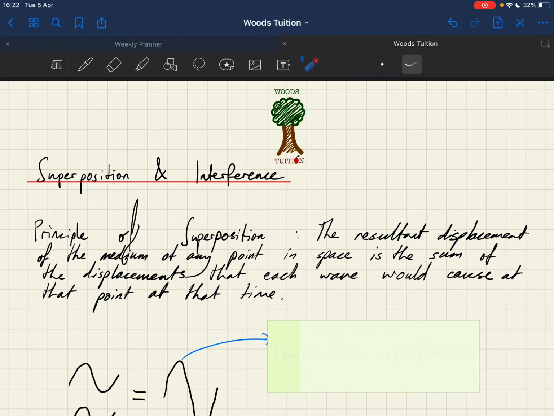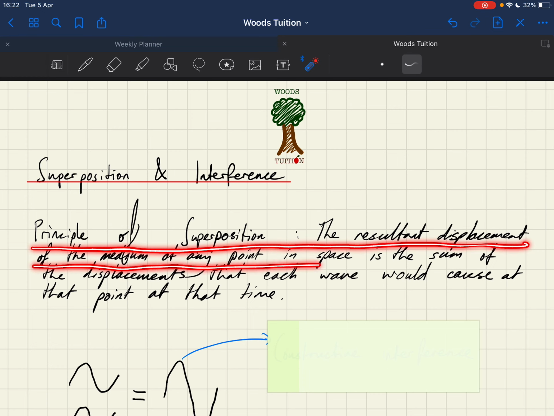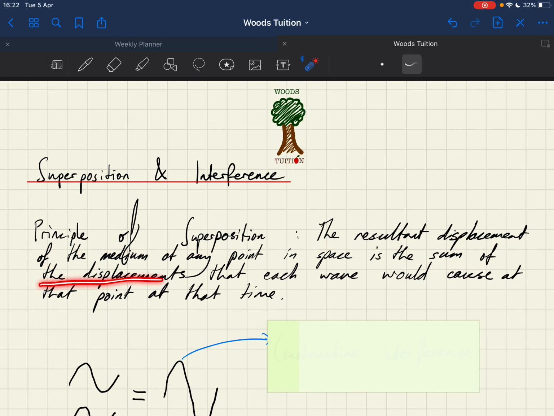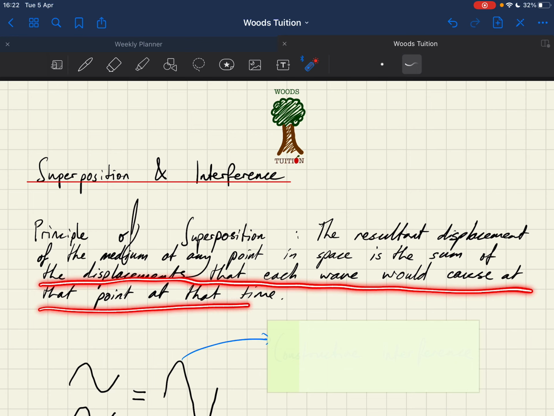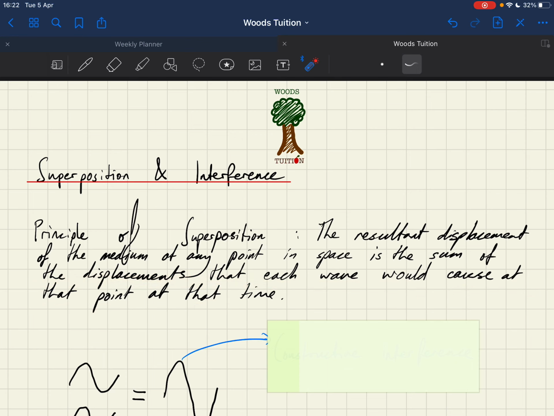Hello, so we're going to talk a bit about superposition, diffraction, and interference. Starting with superposition, the principle of superposition tells us that the resultant displacement of the medium at any point in space is the sum of the displacements that each wave would cause at that point at that time. So what does this actually mean?